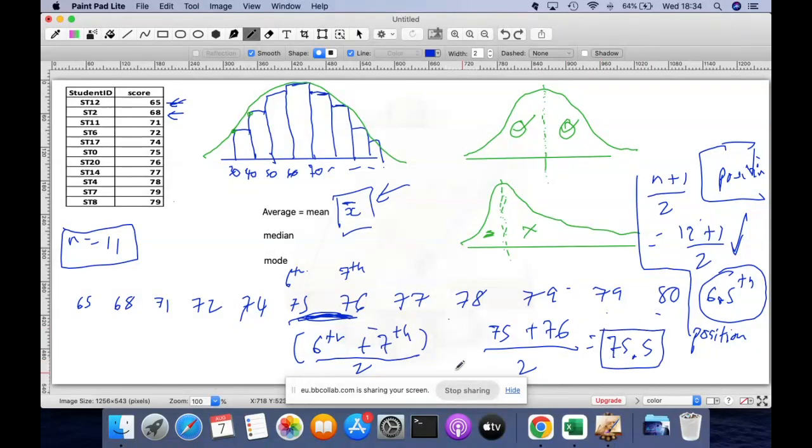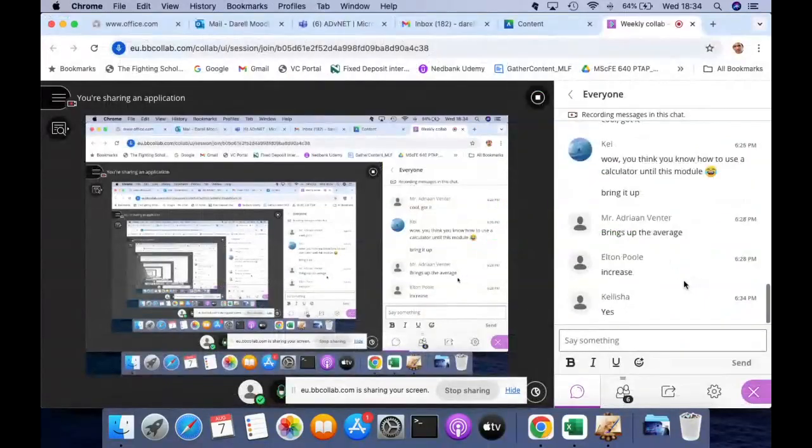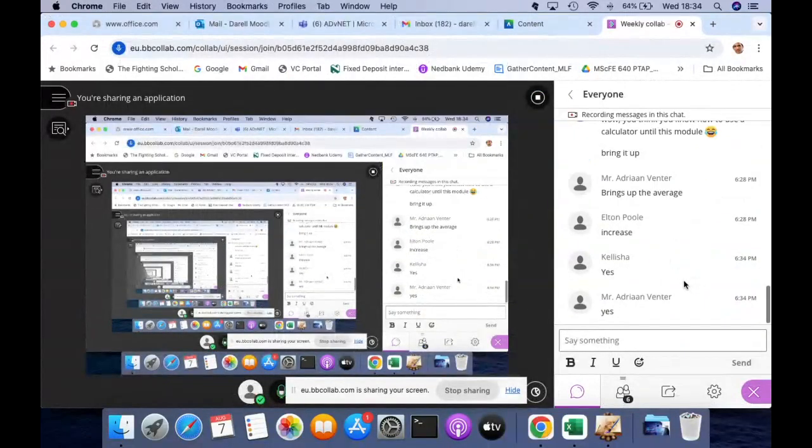Everyone okay with this, with the median? Check if I lost anyone. All good. Fantastic. Great. Glad to hear it.